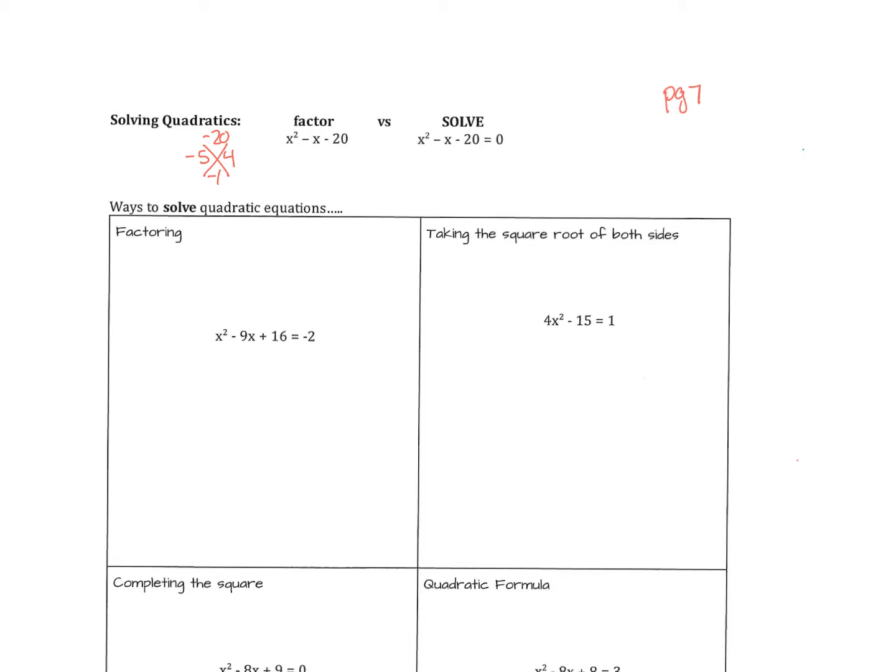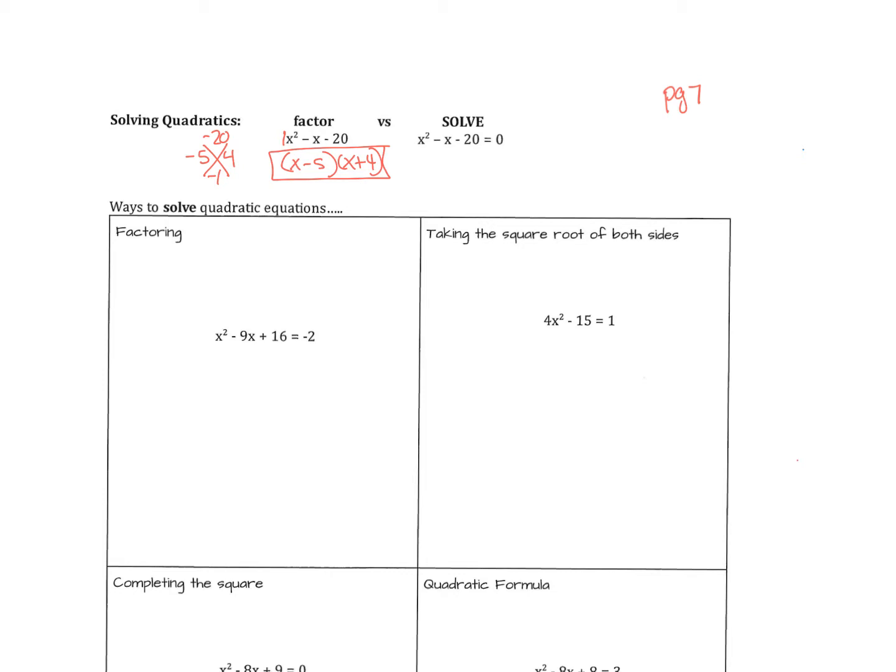And in this case, my A was 1, so I could use the shortcut, and my side numbers are just the numbers that go in my parentheses. This is the factored form of x squared minus x minus 20. This is different than when we solve. When we solve, we have to end up by finding what our x is equal to.